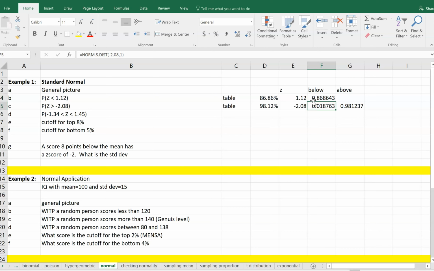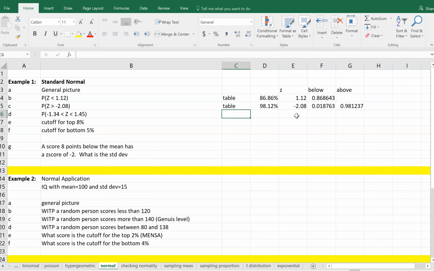Below it, again, if you did negative 2.08, this would be the area below. But just like I did in the previous question, or in this question we're working on, if you want above, you want 98%. And again, the greater than symbol means you are looking above. With this, you can answer any question. You just got to understand how to work with either the table or the NORM.S.DIST.